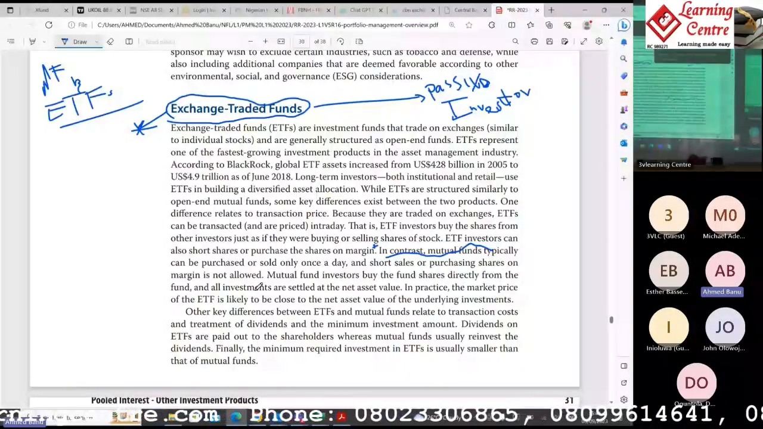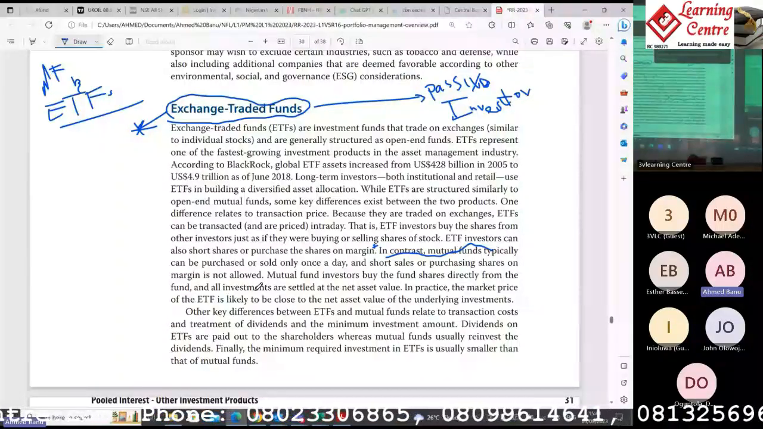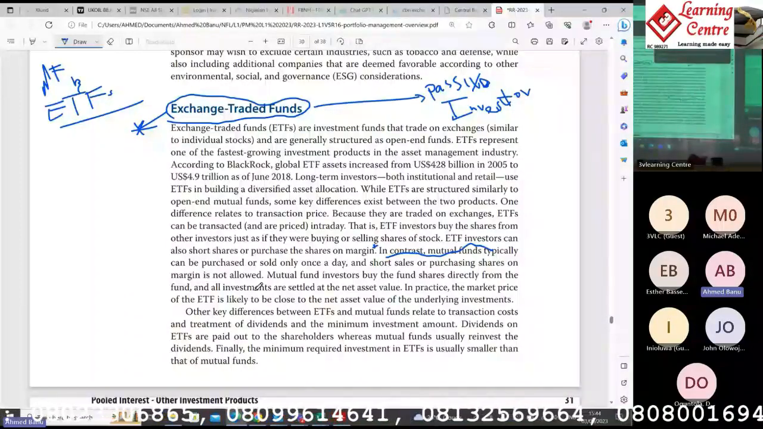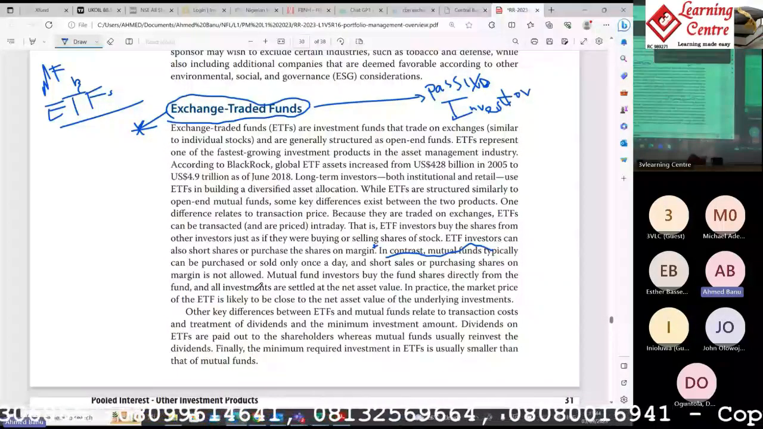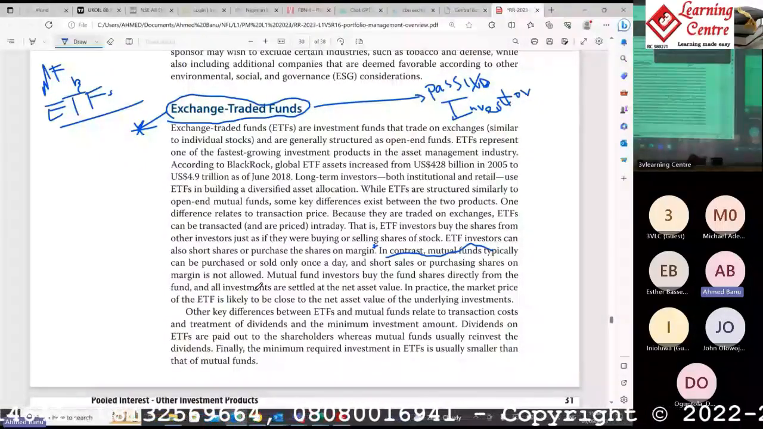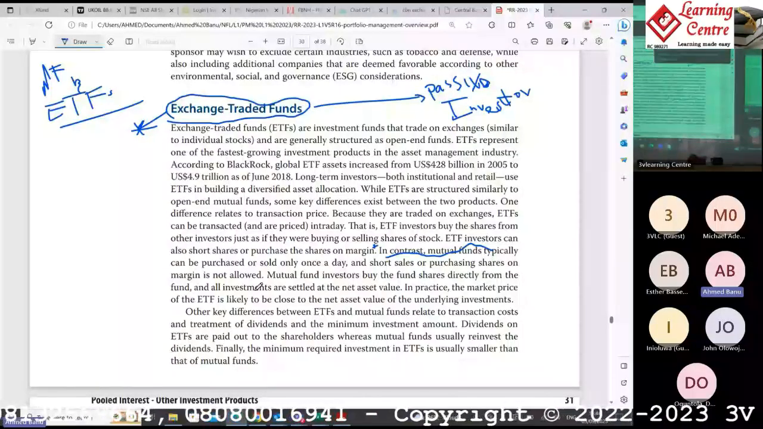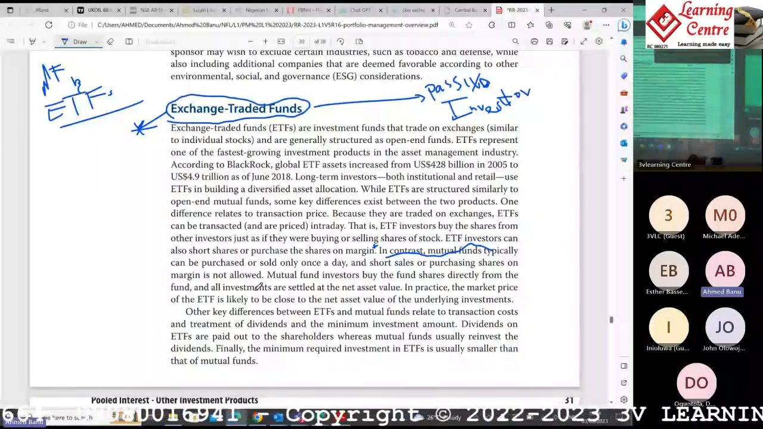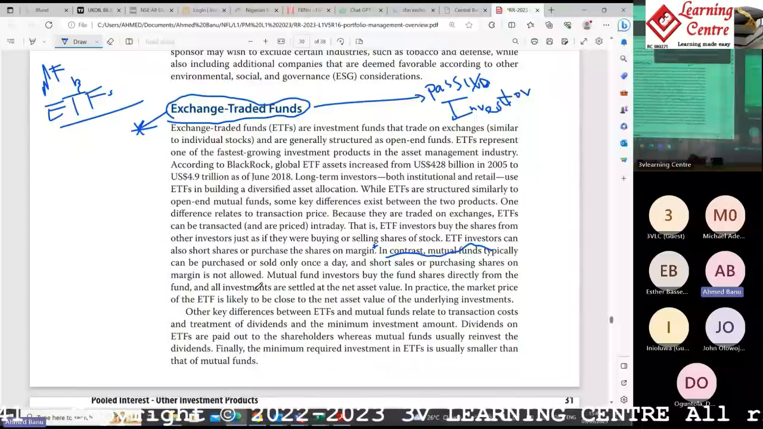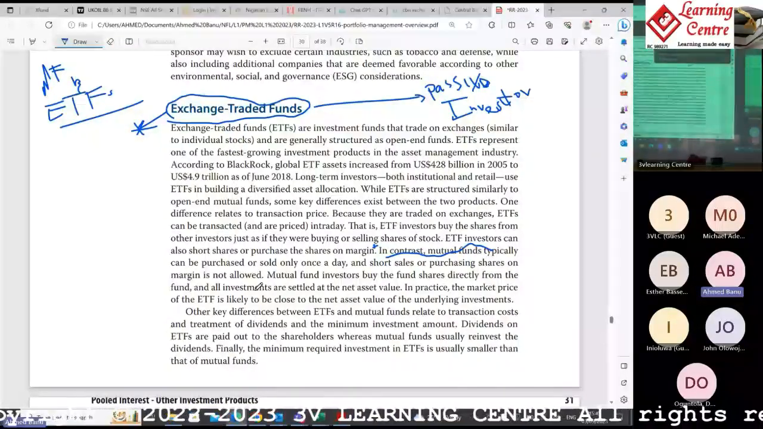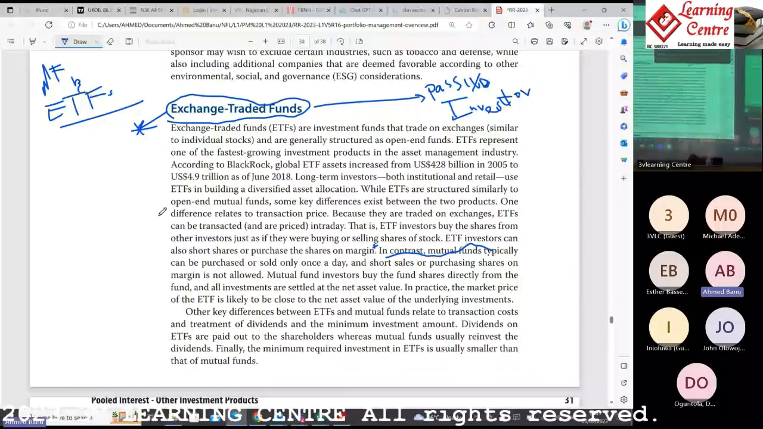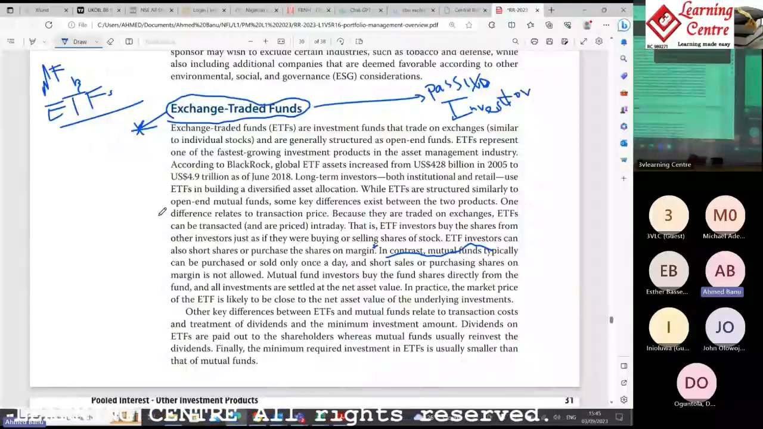Number three: for mutual funds, the payment of dividends is at the discretion of the fund manager. Let me say that again. For mutual funds, the payment of dividends is at the discretion of the fund manager. However, for ETFs, dividends are paid annually. I think those are predominantly the major differences.